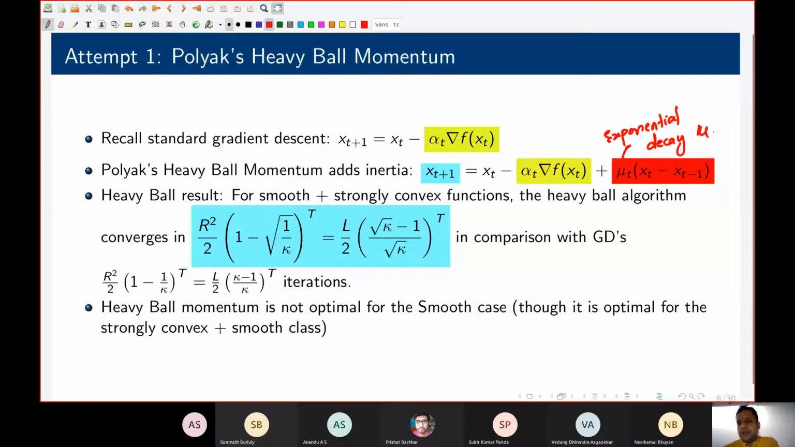Right, through this mu t. And it turns out that for smooth and strongly convex function, it's going pretty okay. For smooth and strongly convex function, gradient descent gave you (kappa minus 1 by kappa) the whole raised to t. And this gives you (square root kappa minus 1) divided by square root kappa. As I told, this shouldn't be bothering us. So for all practical purposes, and by the way, this was also the tightest, right? This was the tightest.